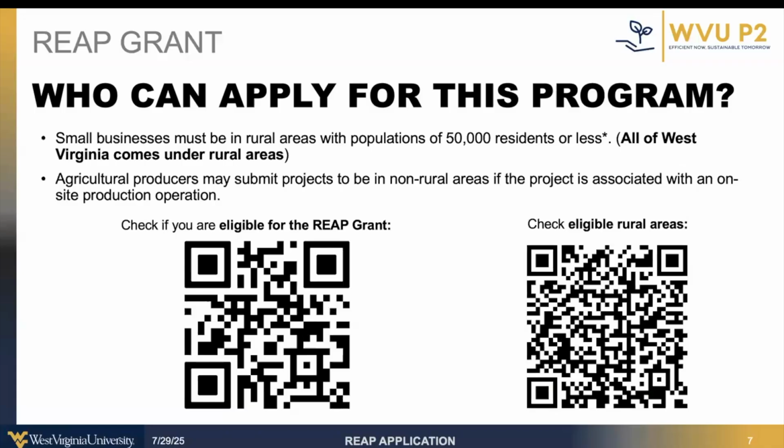Now, a quick note on location. Small businesses must be in rural areas with populations under 50,000. And if you're in West Virginia, you're covered. If you're an agricultural producer, your project doesn't have to be in a rural area as long as it supports your production. Scan this QR code to check if you're eligible for the REAP grant and for eligible rural areas.